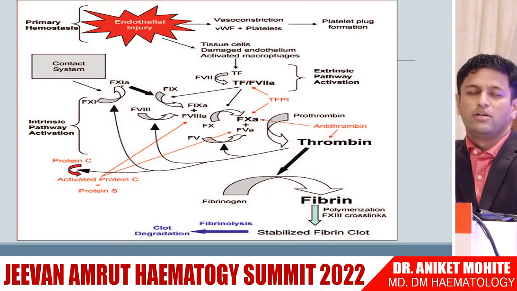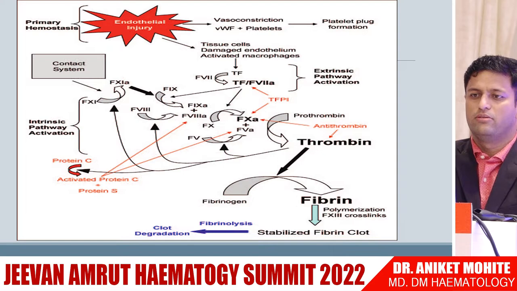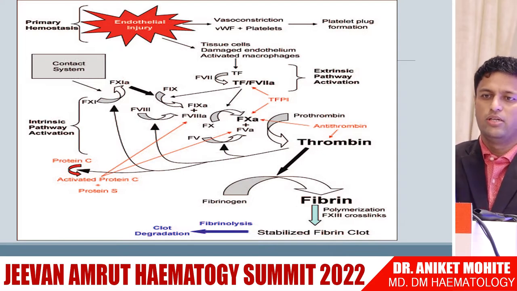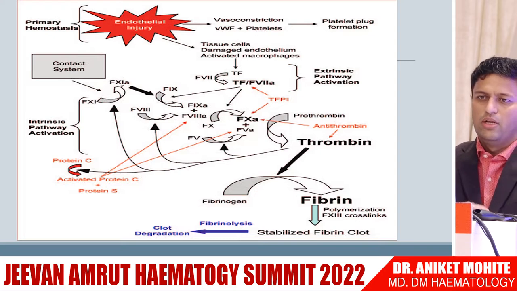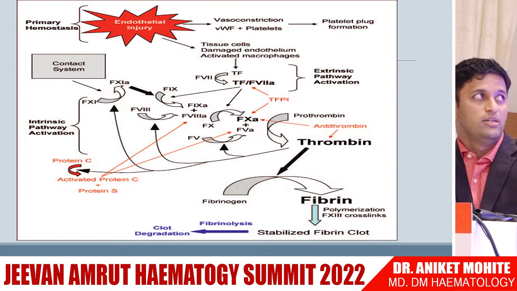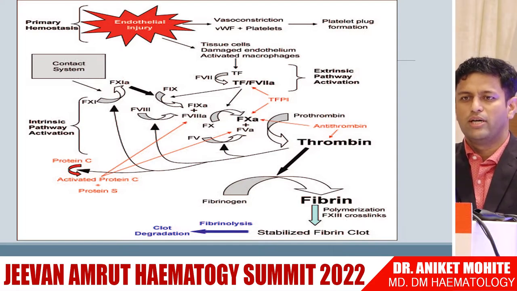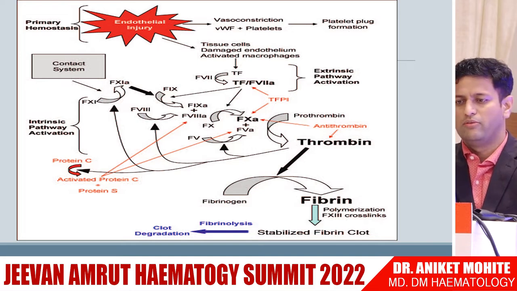So this is again the same diagram showing initial vasoconstriction, where the platelets and von Willebrand factor lead to platelet plug formation, and any endothelial injury. Any endothelial injury which is causing the bleeding, this is how the primary hemostasis would be, followed by, once the platelet plug is formed, the temporary hemostasis achieved with vasoconstriction and platelet plug, which is then further strengthened by activation of the clotting cascade, which would then lead to formation of thrombin, followed by fibrin, and with fibrin stabilizing factor will lead to formation of clot.